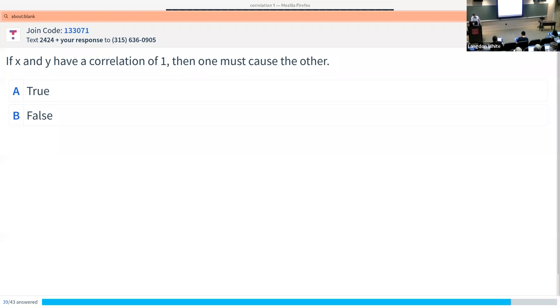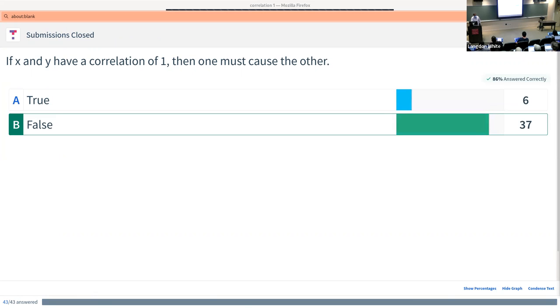All right, get those answers in. Most of you got it. A correlation does not require a causal impact. Just because two things go up together does not mean that one causes the other, okay? All right, moving on.